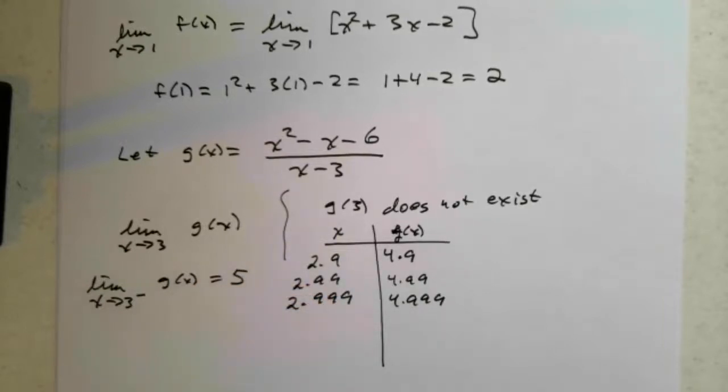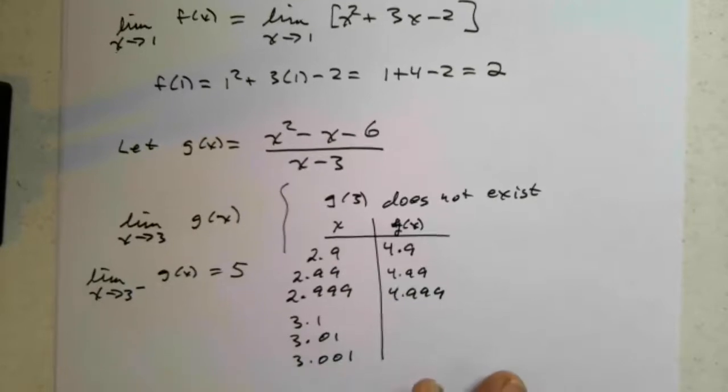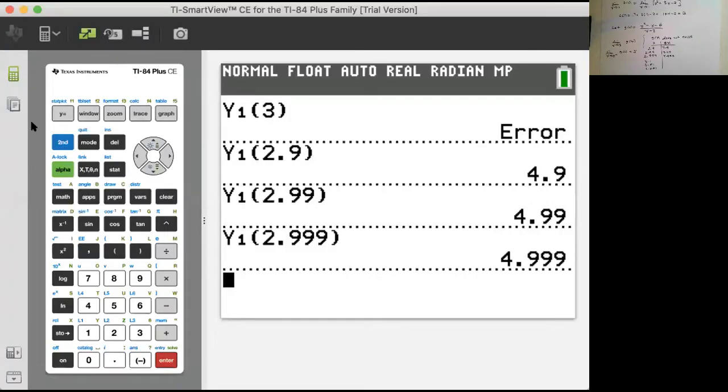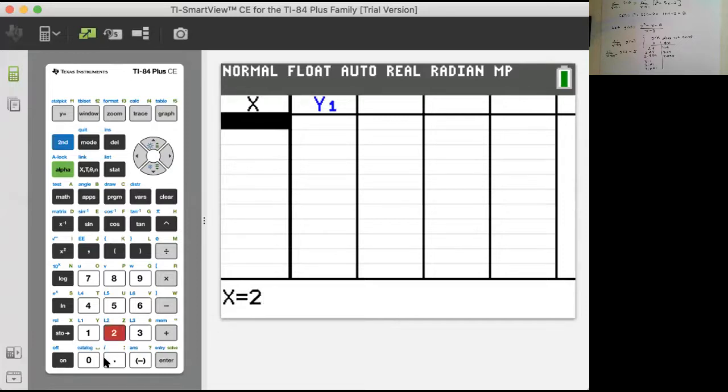But how about approaching it from the right? So I would need 3.1, 3.01, 3.001, or something similar. Numbers getting closer and closer to 3. So let's go back to the graphing calculator. This time I'm going to use the table function just to ease that a little bit. So second table set, we're going to go to ask, and then second table. Just to show you how this works, I used 2.9 before, and 2.99, 2.999.